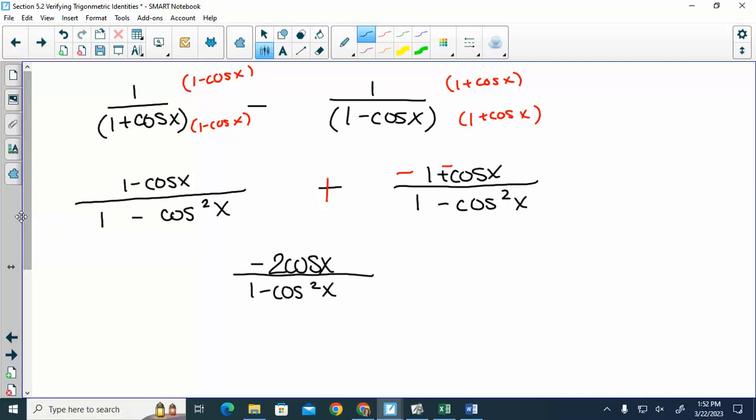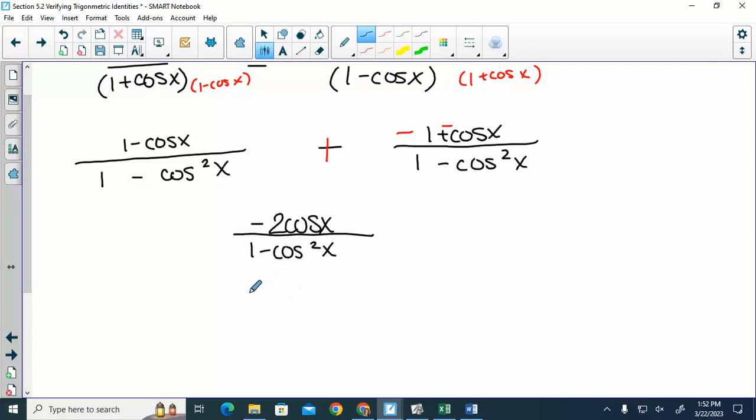We are really close to being done here. What is 1 minus cosine squared x equal to? Sine squared x.